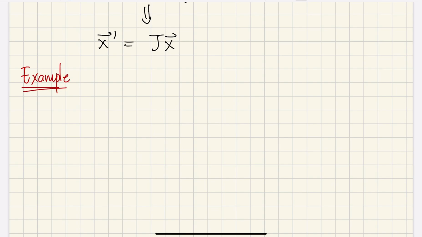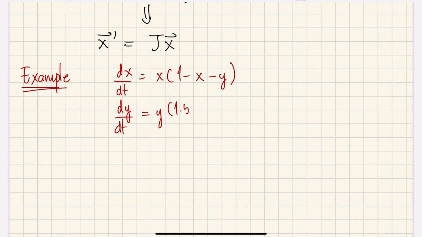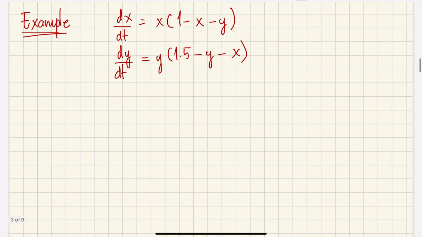With an example, let's say we have dx over dt is equal to x times (1 minus x minus y), dy over dt is y times (1.5 minus y minus x). And now we want to describe the behavior of these two populations. First order of business is to find the critical points. This is because we are assuming linearity around them. Critical points mean that these are equal to 0.